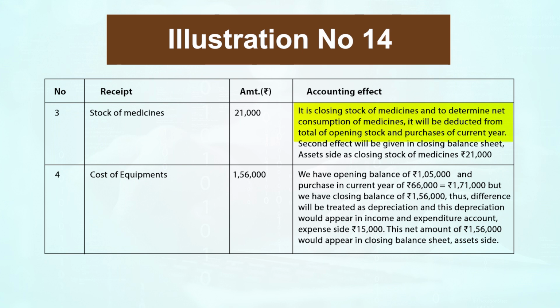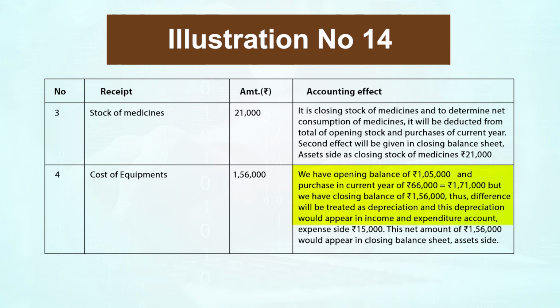Yes, it will have another effect as well. The second effect will be given in the closing balance sheet asset side as closing stock of medicines rupees 21,000. Next point is cost of equipments, amount 1,56,000. We have opening balance of rupees 1,05,000 and purchases in current year of rupees 66,000, that will come to rupees 1,71,000. But we have closing balances of 1,56,000. Thus, difference will be treated as depreciation.